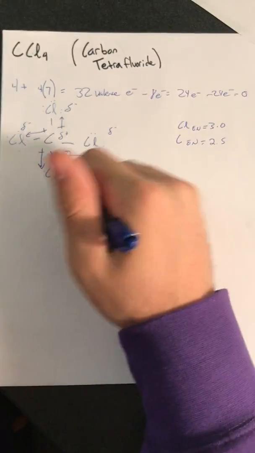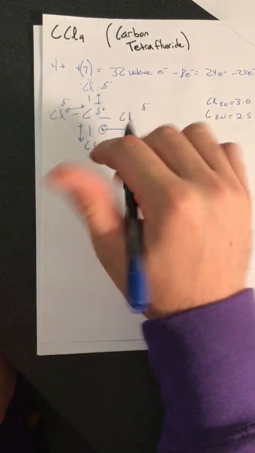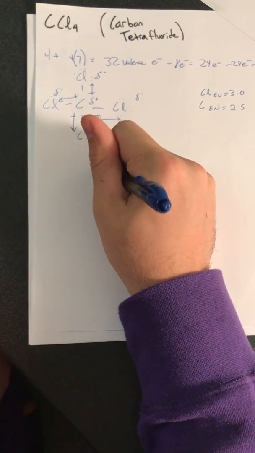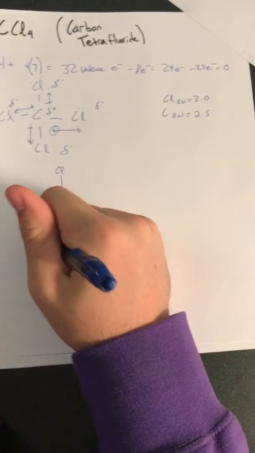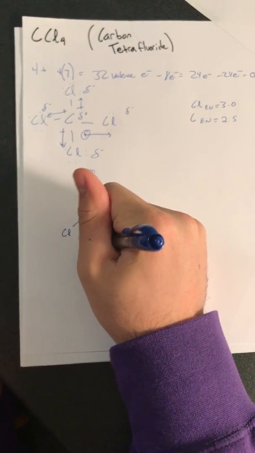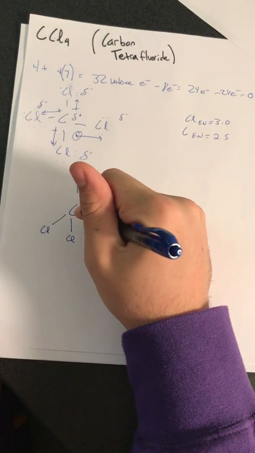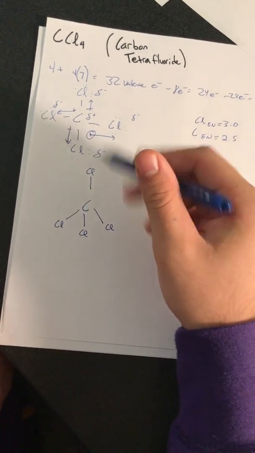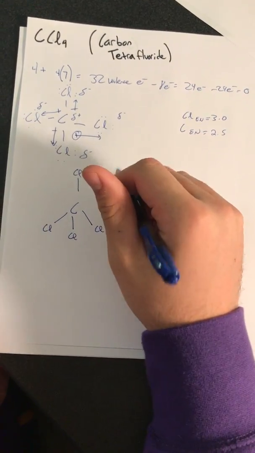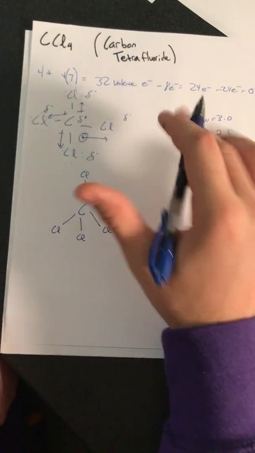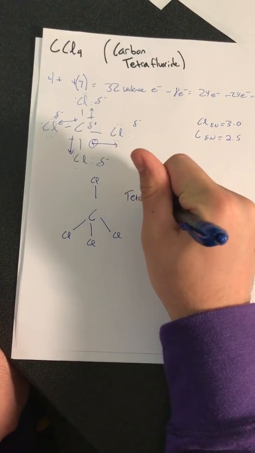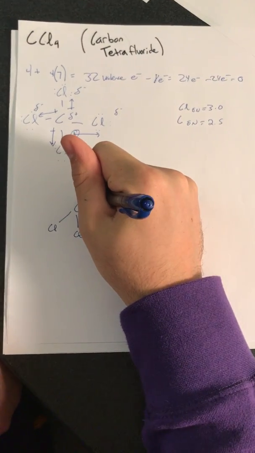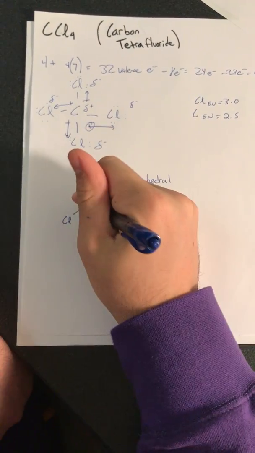Now that we have this, we're going to go to the geometry. So we know there are 4 domains on the central atom, so that means our geometry is in fact tetrahedral. And since there are no unpaired sets of electrons, both the electron domain geometry and the molecular geometry will be tetrahedral. And then we are going to draw the dipoles again.